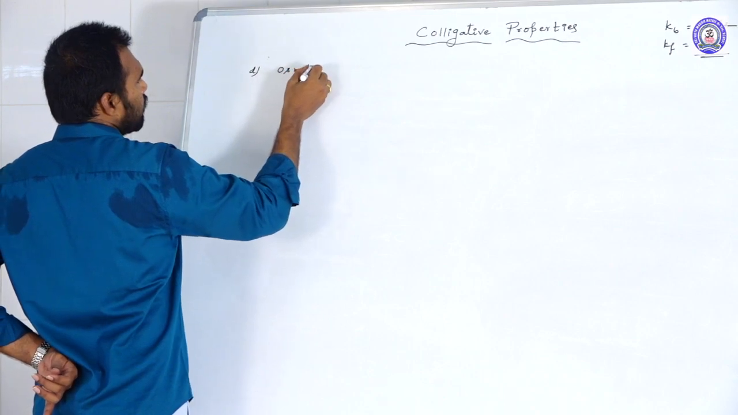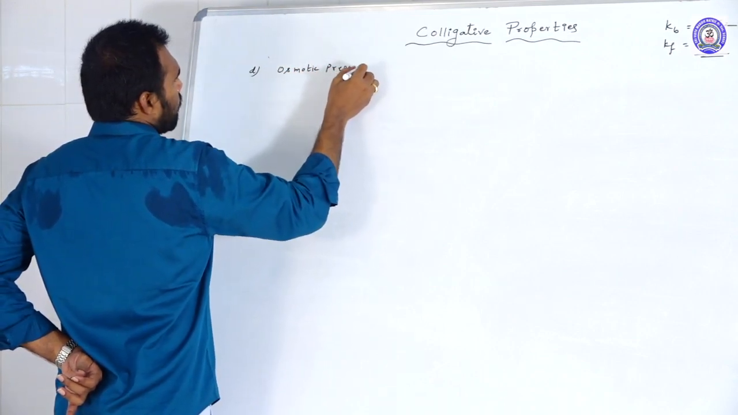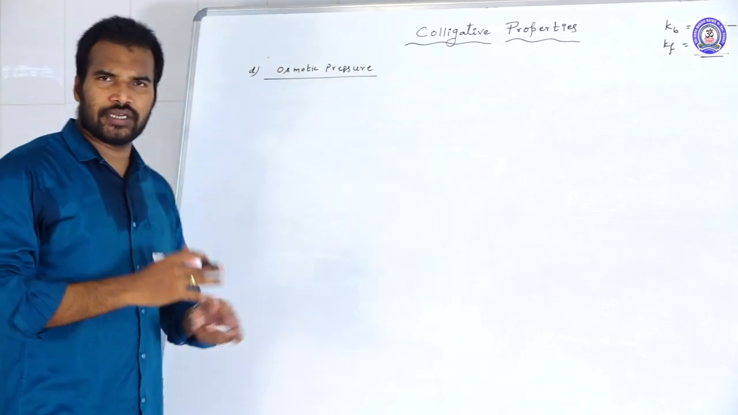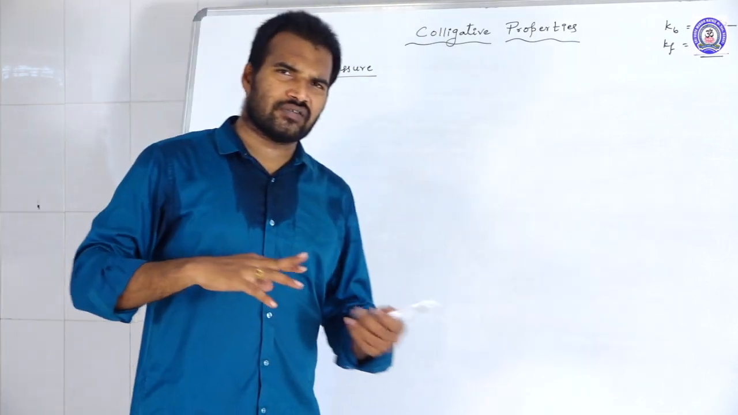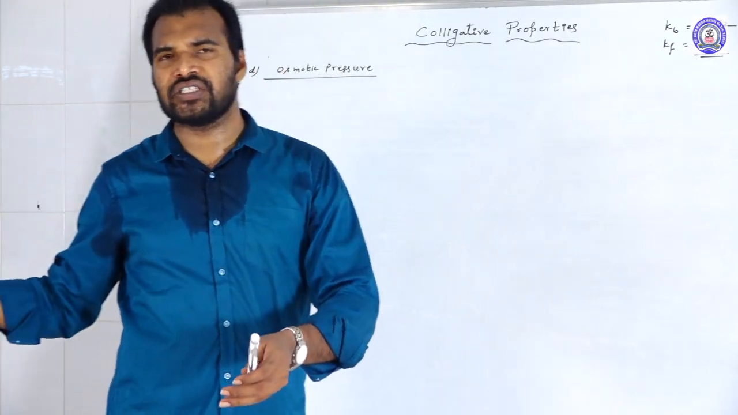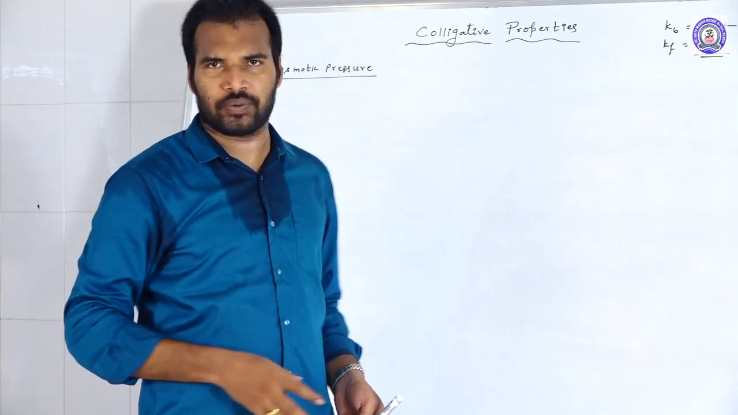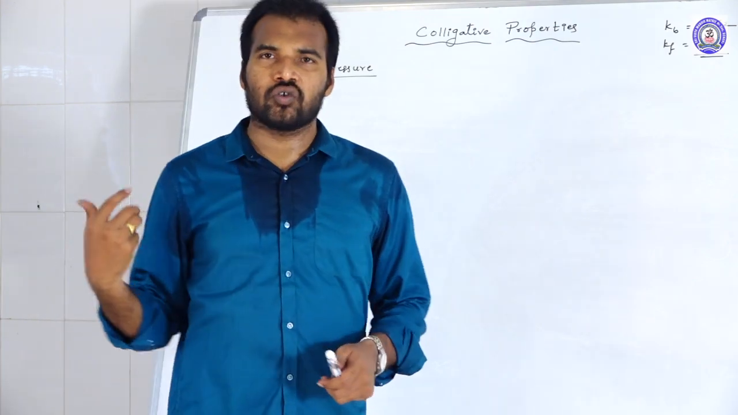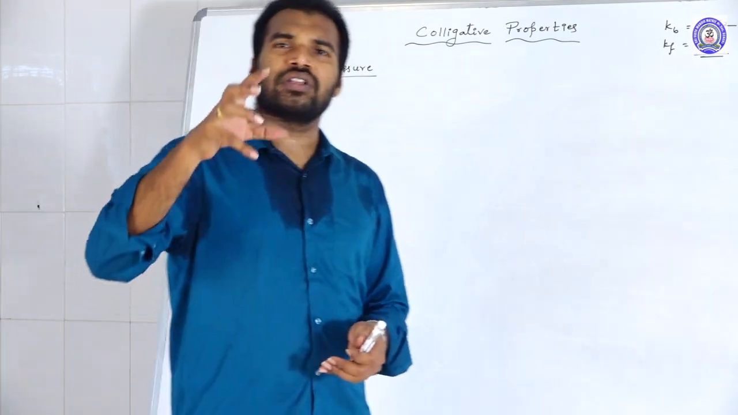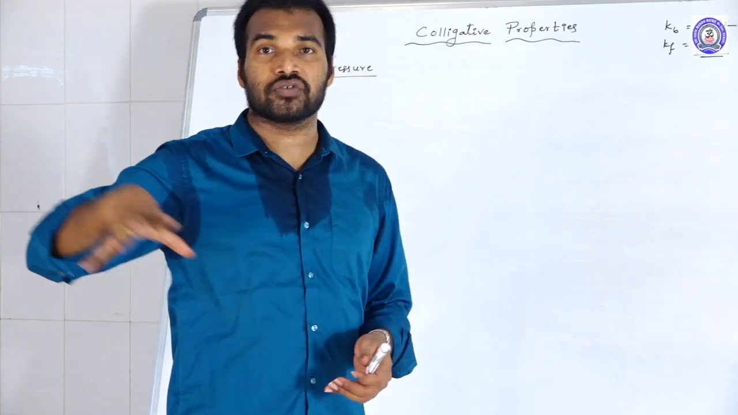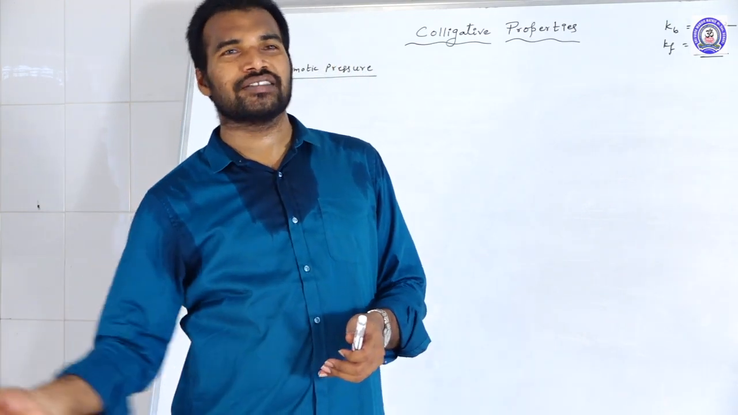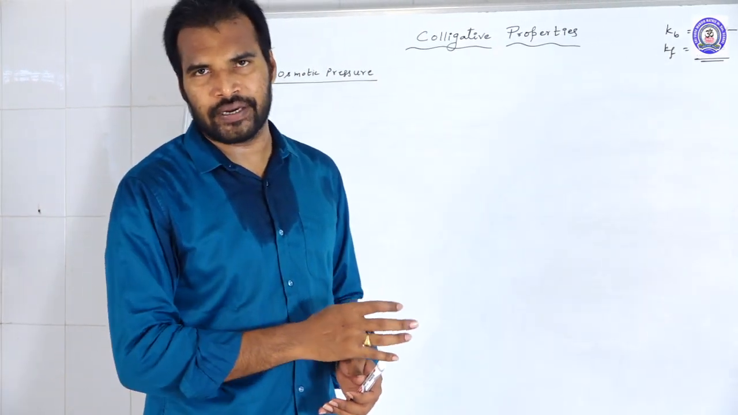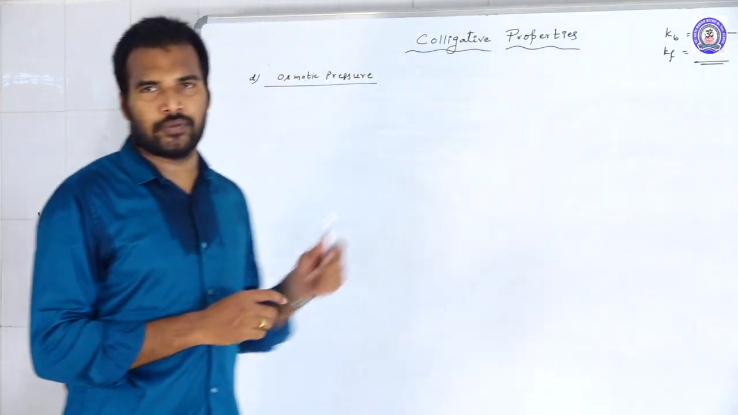Osmotic pressure. Yes, first of all, what is osmosis? We know diffusion and osmosis. What is the difference? Diffusion is the spontaneous flow of gases from a high pressure region to a low pressure region. Same as gases, the solutions also: the spontaneous movement of solvent molecules from low concentration to high concentration through a semi-permeable membrane. That movement we call osmosis.